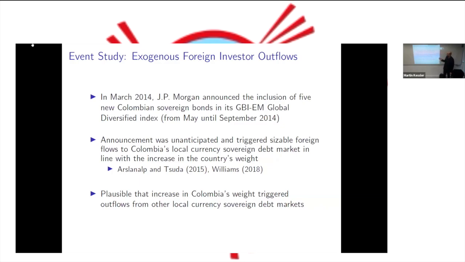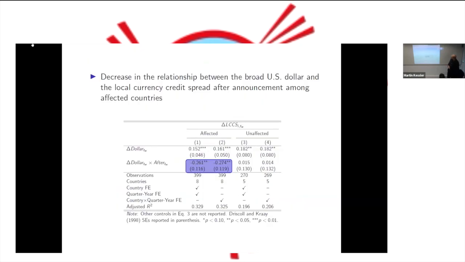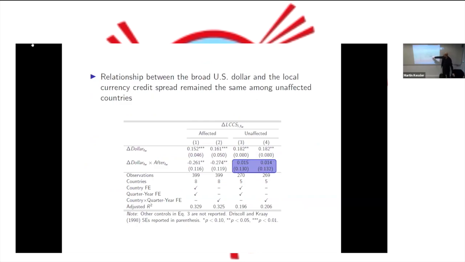In March 2014, there was an announcement that the Colombian country weights would increase. The way the criteria is set, whenever you have an increase in the weight of one country's bonds, you have a decrease for some of the other countries. We can come back to this if you are interested. The result is that the countries that were affected had an outflow, so the sensitivity decreases, while the countries that weren't affected did not decrease.